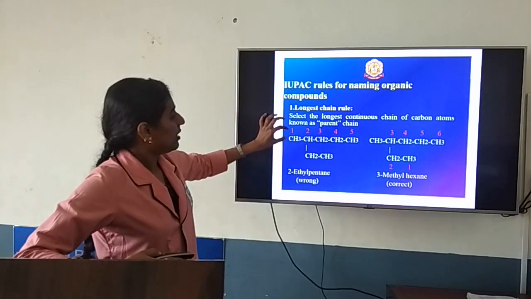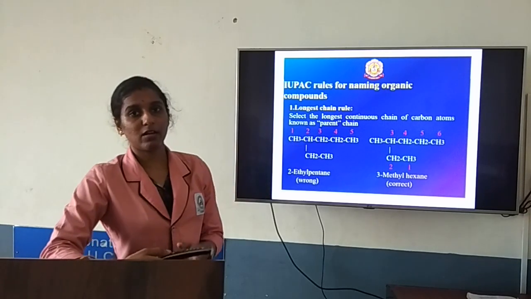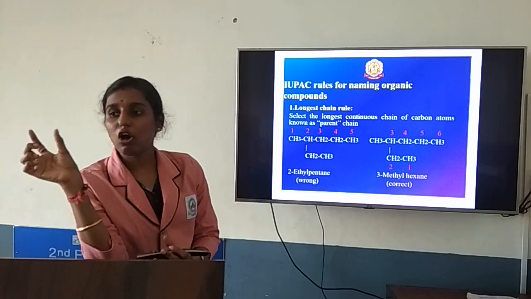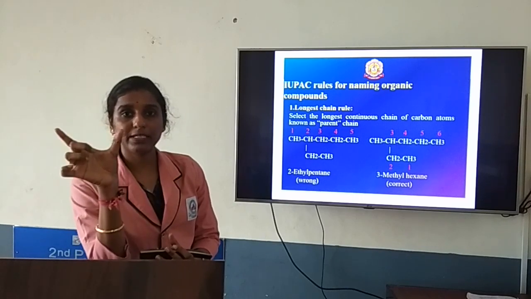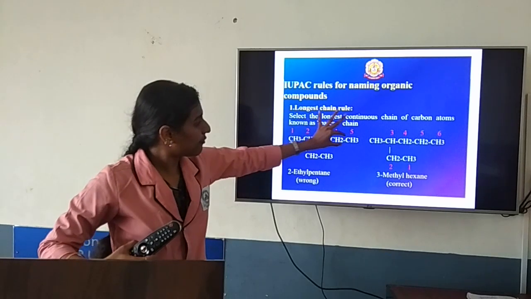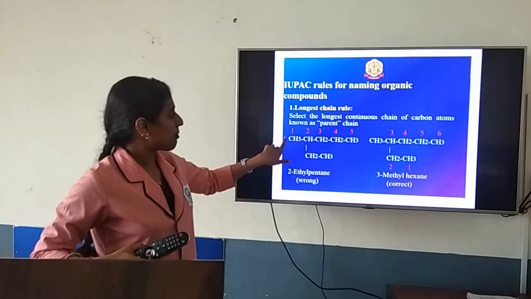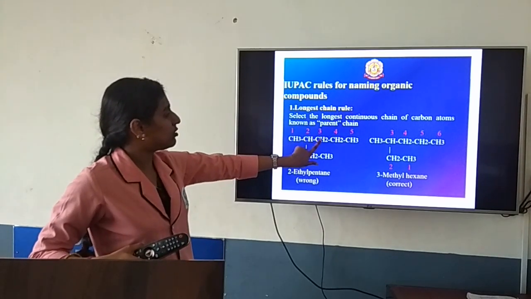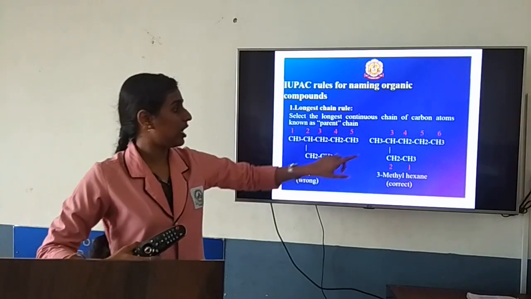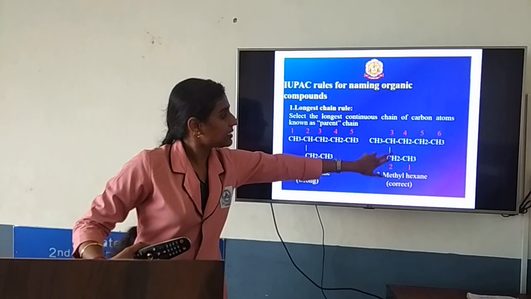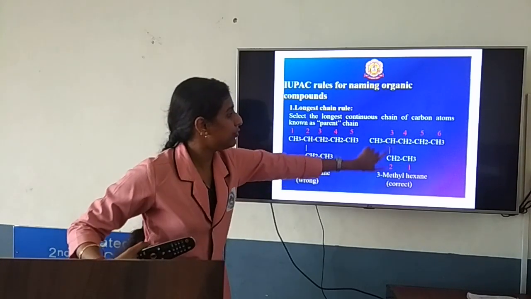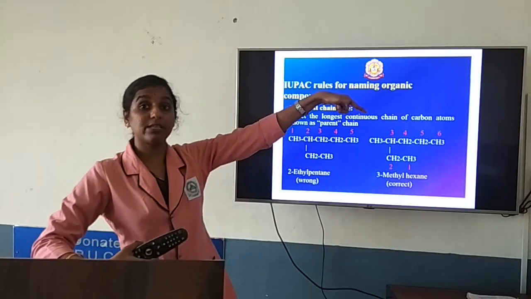Here, you are supposed to consider the long chain of carbon compounds. This is the first rule. A long chain of carbon compounds should be there, so that only you are supposed to consider. Now if you consider this as the longest chain, the number of carbons is 1, 2, 3, 4, 5. So this is the longest chain, in the sense 5 carbons are there. Or you can consider this as the longest chain. While numbering, 1, 2, 3, 4, 5, 6 carbons are present.